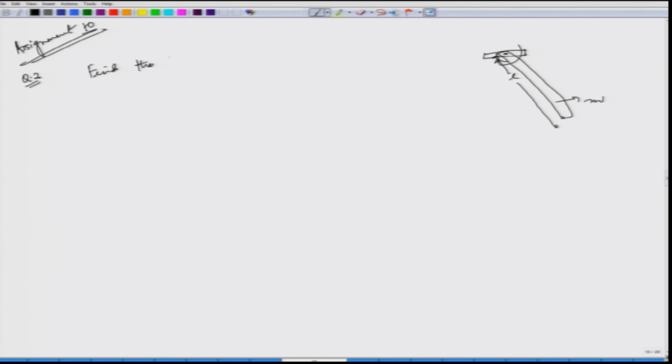Find the frequency of a small oscillation of the rod. So, this question can be taken care of by using the angular momentum torque equation.